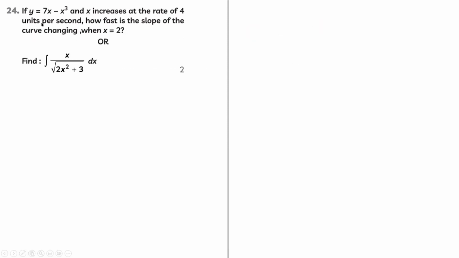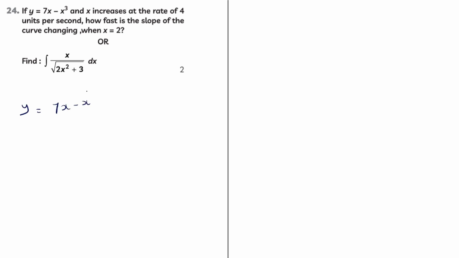Moving on, if y = 7x - x³ and x increases at the rate of 4 units per second, how fast is the slope of the curve changing when x is equal to 2? So first we will solve this question. Here they have given what is y and then they have given x increases at the rate of 4 units per second. We have to find the rate at which the slope of the curve is changing.